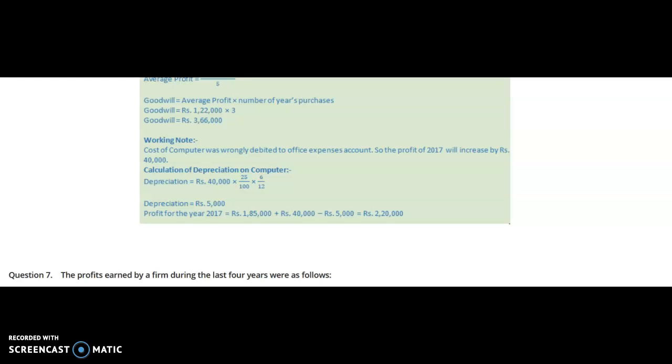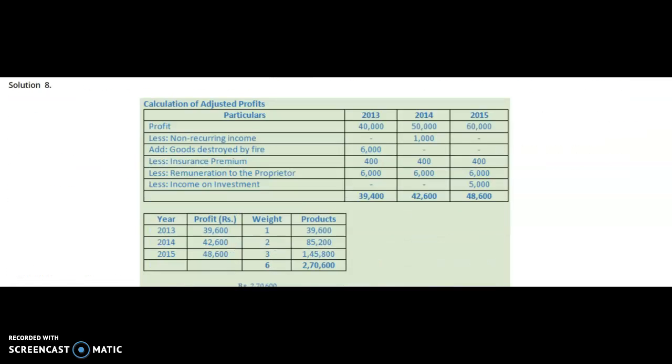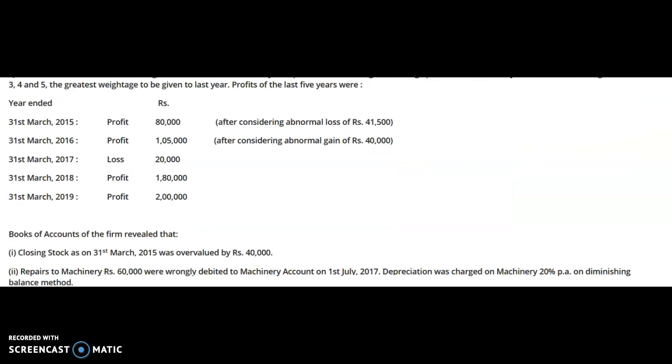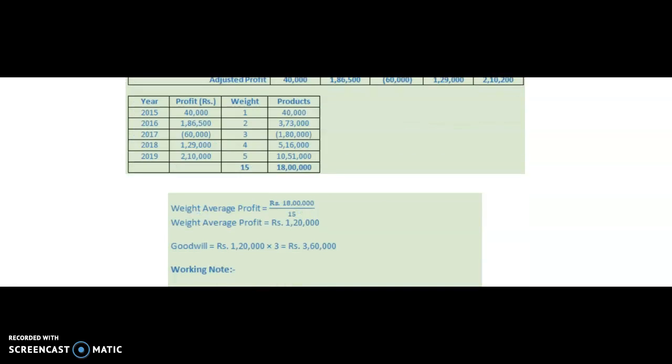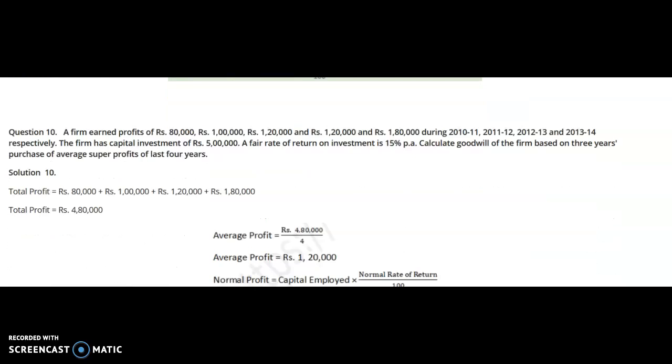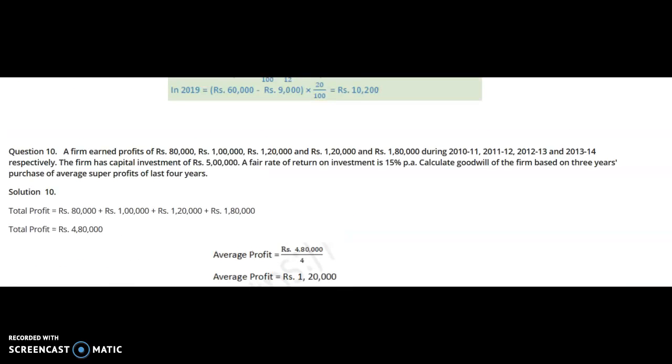You have to keep in mind that the profit should be made normal. If there is any abnormal profit, that should be subtracted, and if there is any abnormal loss, that is to be added back. Let's discuss one more question relating to the calculation of goodwill under the super profit method.